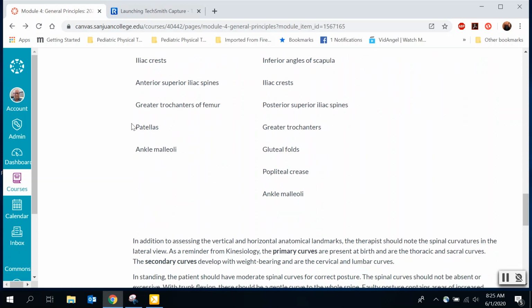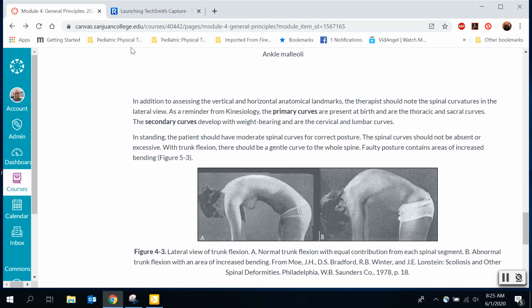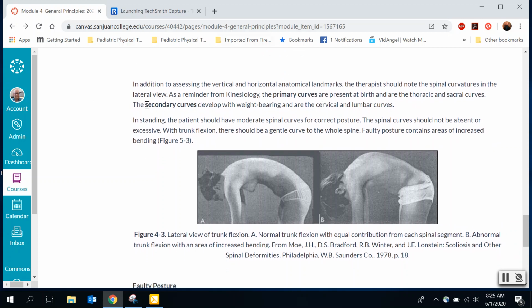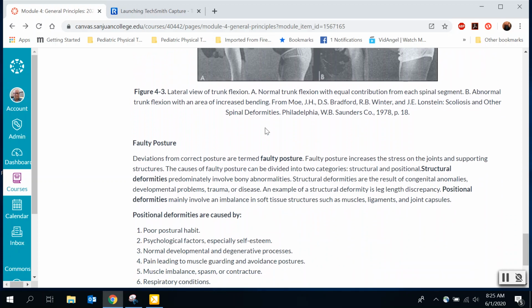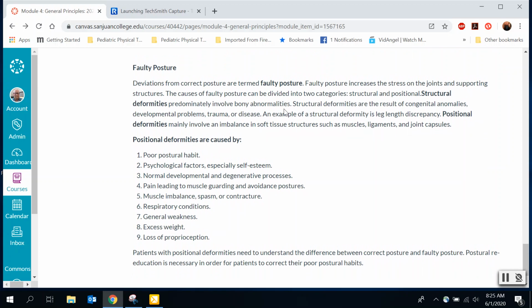So anyways, here's just another description of how to align those things. Remember from both 116 and 125 what primary and secondary curves are, when they develop, and things like that. I'm not going to go over those again. We've been over and over and over them. So any deviation from what is the correct posture, which is in alignment with gravity, is called faulty posture, right? And faulty posture can be caused by lots of different things, okay? But there are two categories.